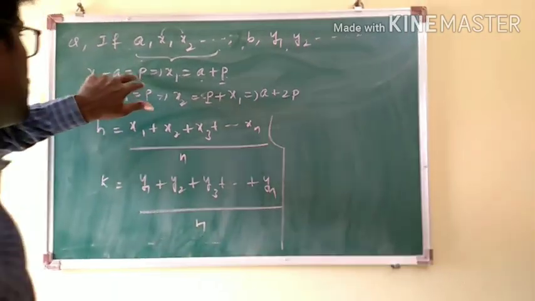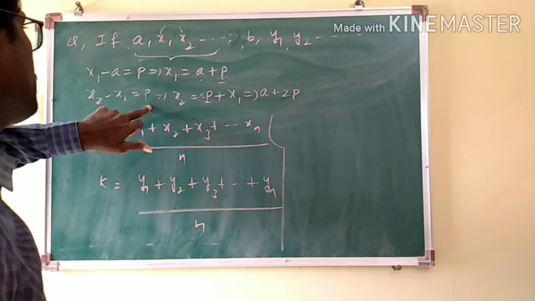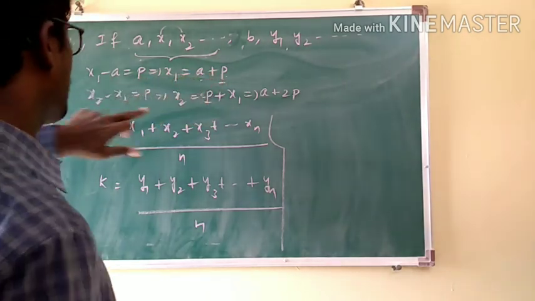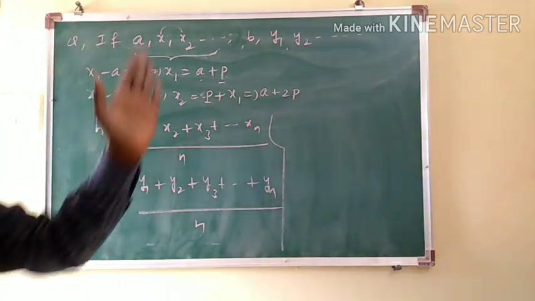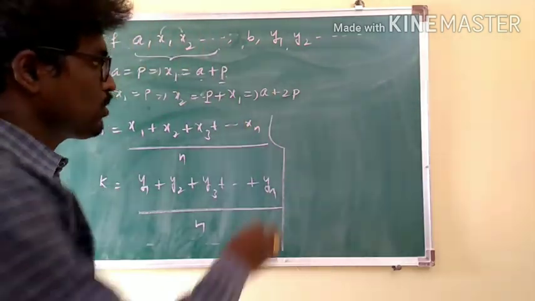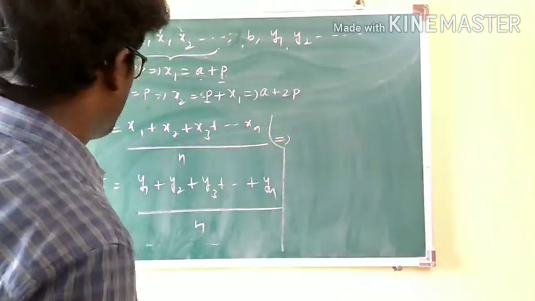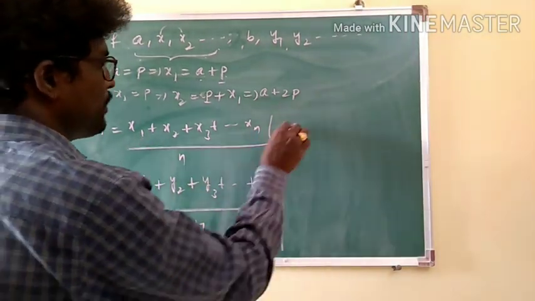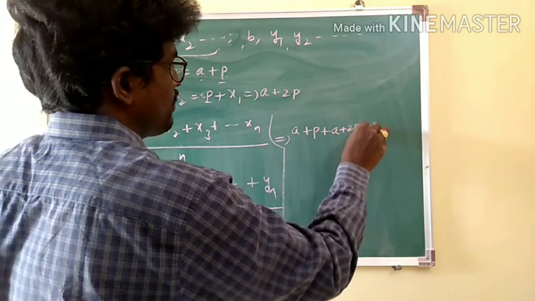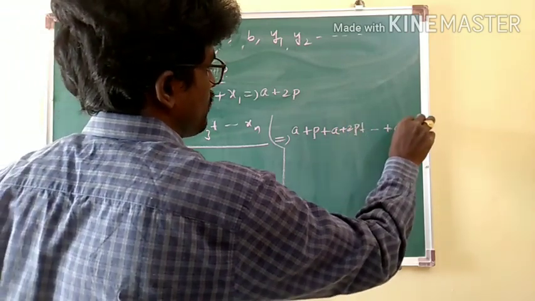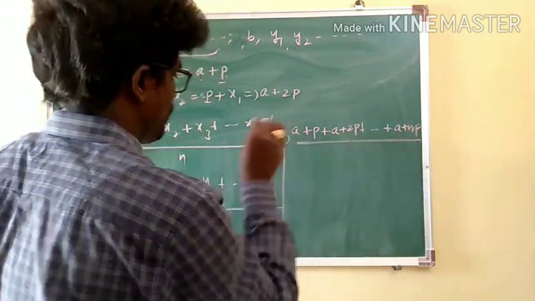Difference between these two is P, so the difference between these two also must be P. So x1 is A plus P, x2 will be A plus 2P, x3 will be A plus 3P, xn will be A plus nP. So that logic we are going to apply here. So you are going to get A plus P plus A plus 2P plus and so on, A plus nP, divided by n.